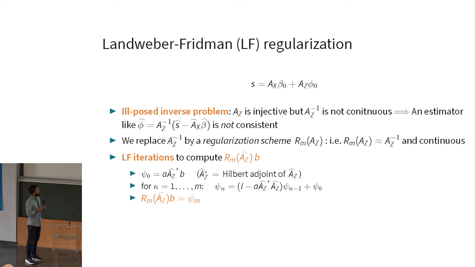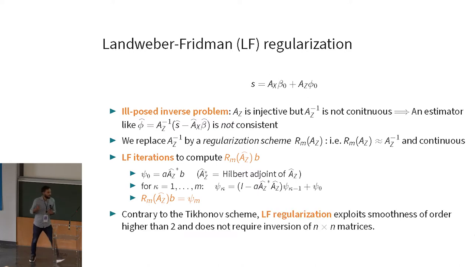So we start with this initial value, where the star is the dual of this operator, and then we repeat a finite number of iterations according to this operator here, and then we stop at a finite n. Contrary to the Tikhonov scheme, the Landweber-Fridman regularization does not require the inversion of a large matrix of the same size as the sample size, and moreover, it's able to exploit smoothness of order higher than 2 for phi naught. If phi naught has a smoothness order higher than 2, the Landweber-Fridman regularization is going to take advantage of it.